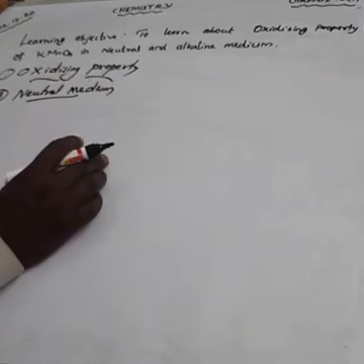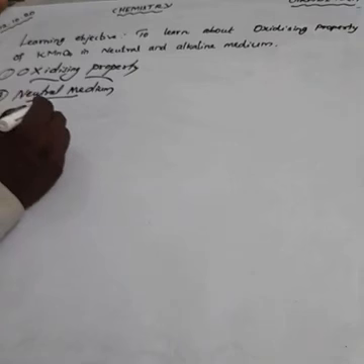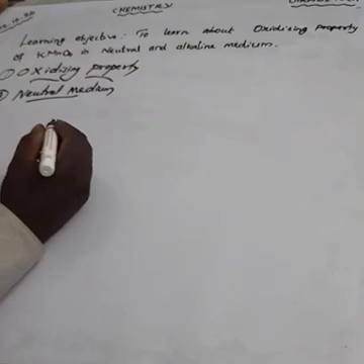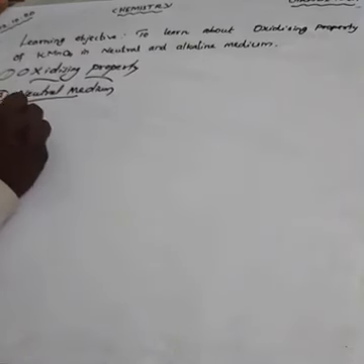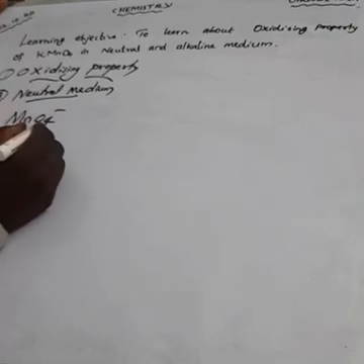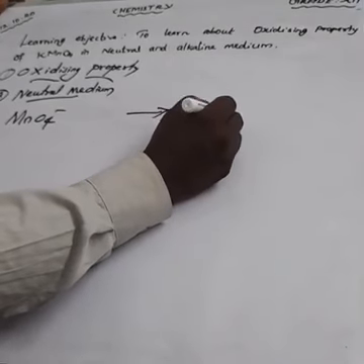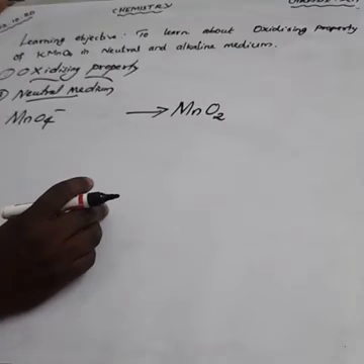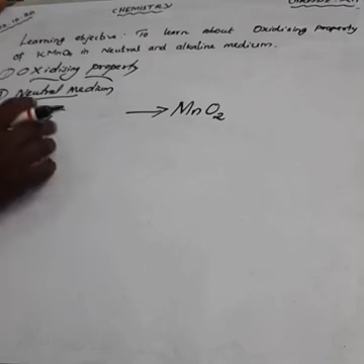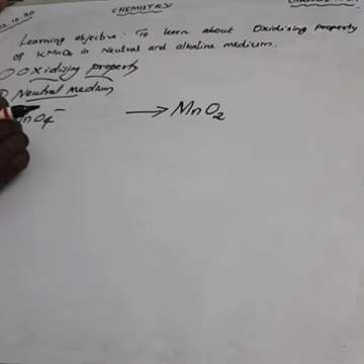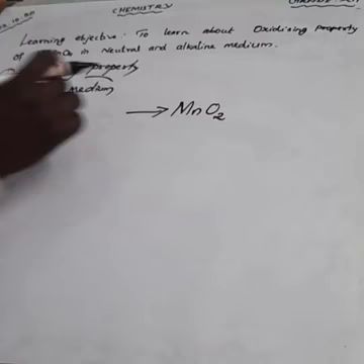In the neutral medium, the permanganate ion, MnO4 minus, is reduced to MnO2. Here, balancing the equation is very important. We have to balance the element on both sides. On the left hand side we have one manganese, and on the right hand side we also have one manganese.